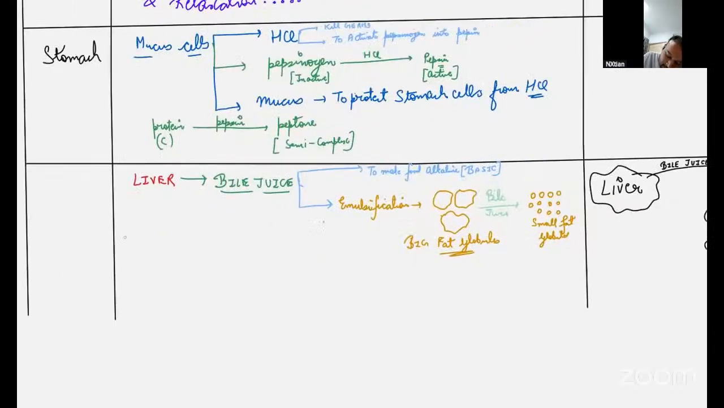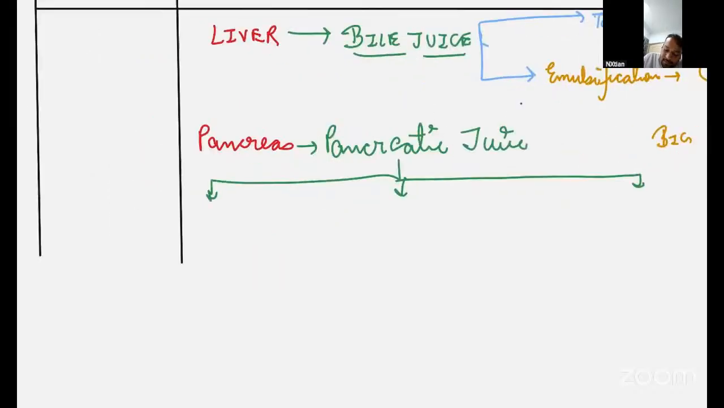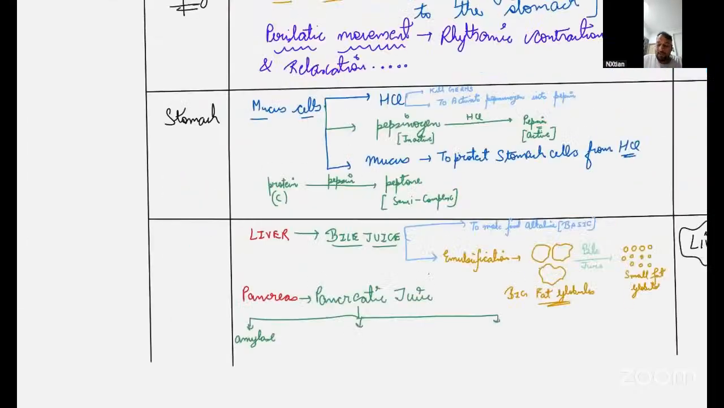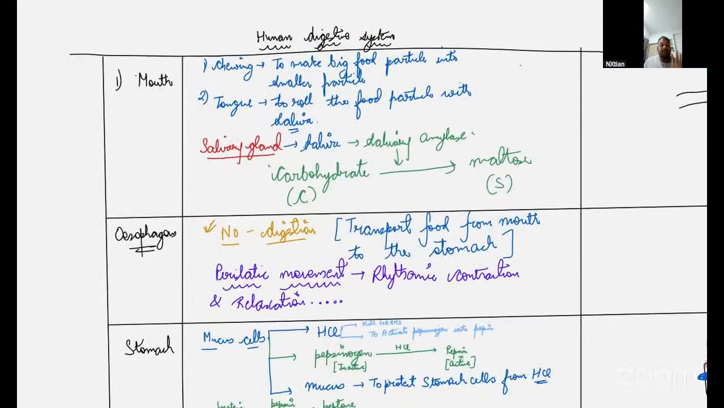From the pancreas there is pancreatic juice. Now, pancreatic juice has three enzymes. Pancreatic juice has how many enzymes? Three enzymes. First is amylase. Repeat after me. Amylase. We have had amylase before also, in saliva, salivary amylase. So the same work is there.